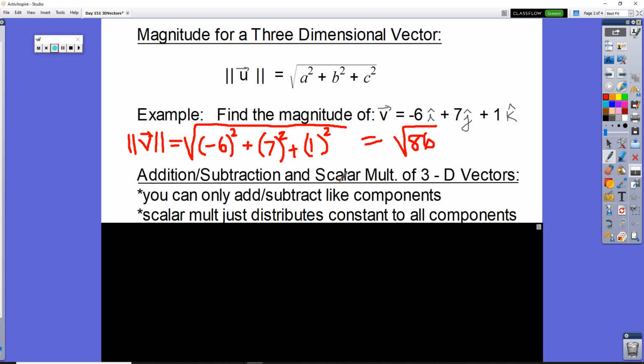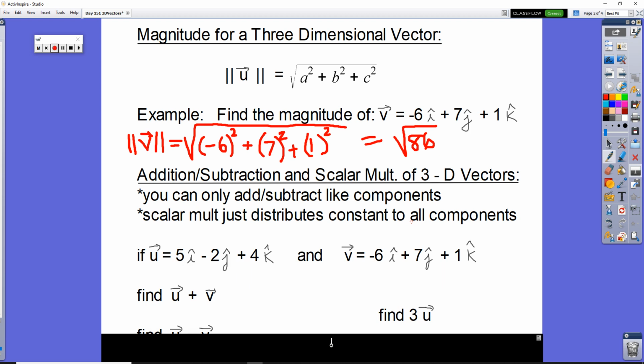And for scalar multiplication with two-dimensional vectors, we learned that the constant that was out in front had to distribute to both of the components, the i's and the j's. Well, now that you have three-dimensional vectors, you also have to remember to distribute it to however many k's you have as well. So let's practice with a few examples.